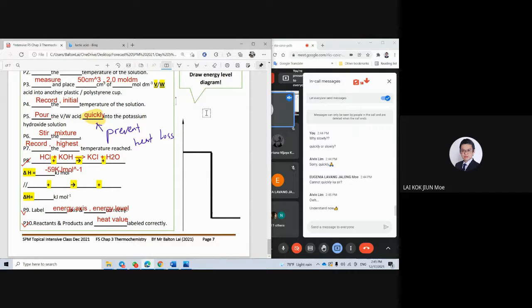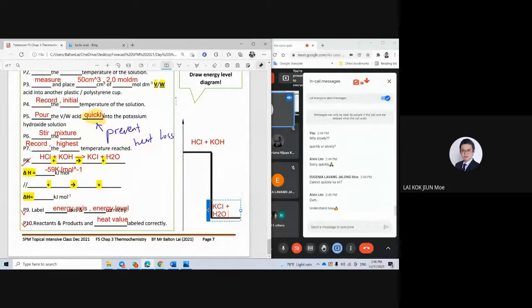Okay, so now the diagram, you have to copy. You have to copy here your reactant, here your reactant, and then this one is your product. So remember, what else do I have to draw? Did I miss anything?